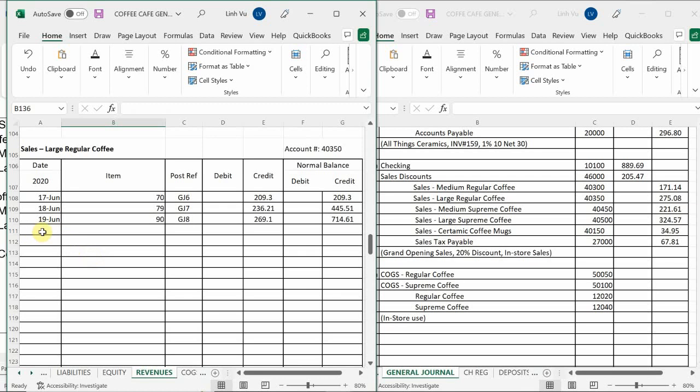Go up on a large regular. I have 92 cups. And page 9. It's 275.08. The total is 989. Wait, last one we said we have 989.69. Okay.